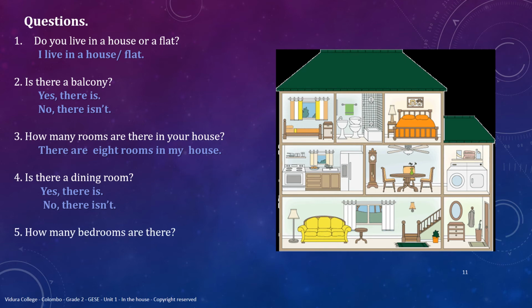Question 5. How many bedrooms are there? Now you have to think about the number of bedrooms in your house. Then you have to give the answers. There is 1 bedroom. In this picture, you can see there is only 1 bedroom.